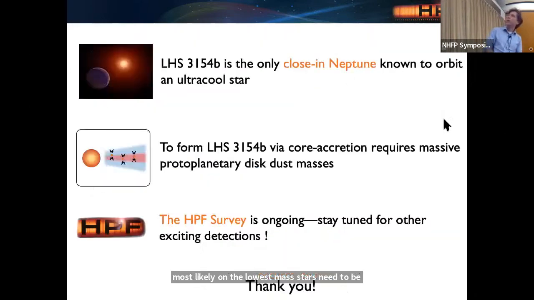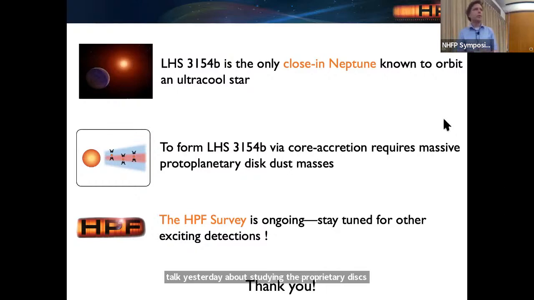So with that, I'll conclude with my summary slide, where I've talked about a really exciting, surprisingly massive planet around a small star, which is causing us to scratch our heads about how planet formation occurs around the very lowest mass stars. I was really excited to hear, especially Feng Wang's talk yesterday about studying the protoplanetary disks with ALMA around the very lowest mass stars.